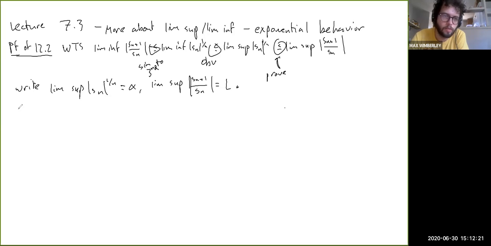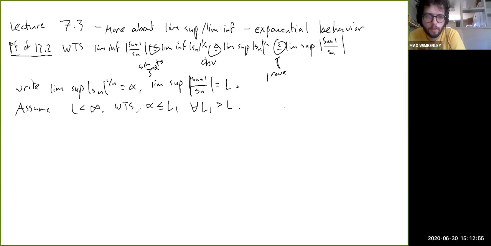So we're going to assume L is less than infinity, right? Because obviously if L is infinity, then this inequality is just trivial because anything is less than or equal to infinity, right? So we're going to assume L is less than infinity. And our strategy will be to show that alpha is less than or equal to L1 for all L1 greater than L.